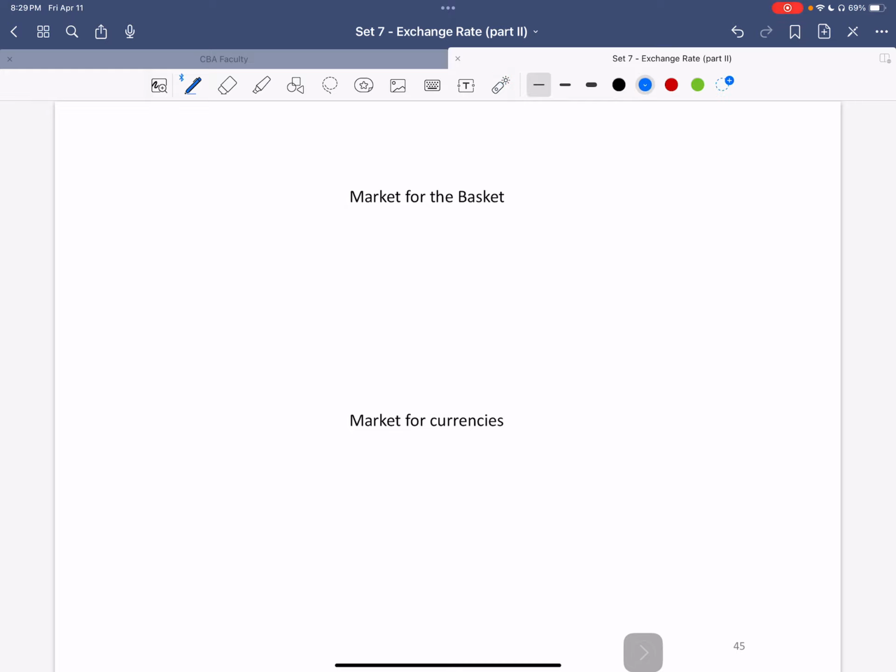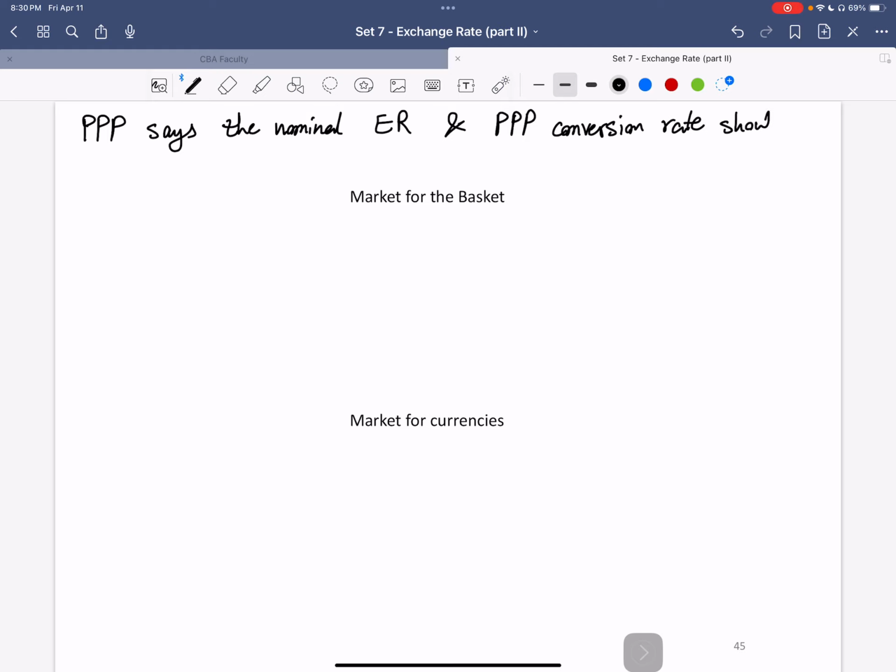So purchasing power parity says the nominal exchange rate and the purchasing power parity conversion rate should converge due to arbitrage.